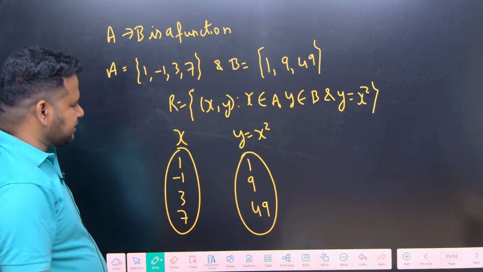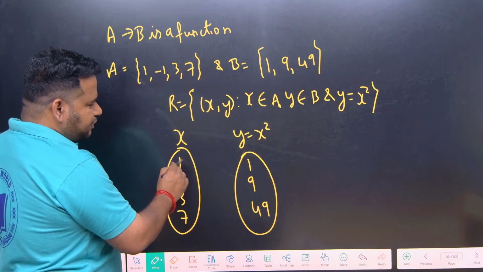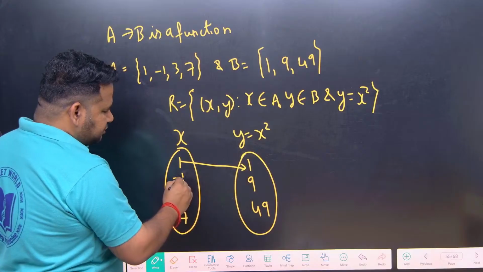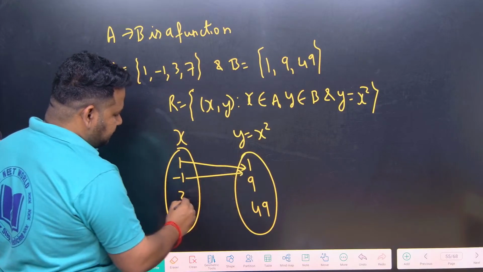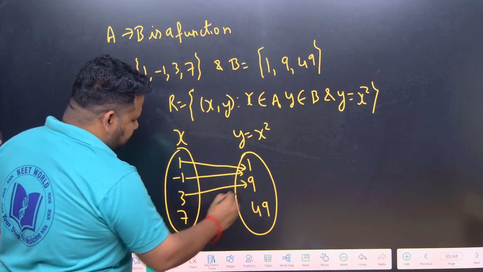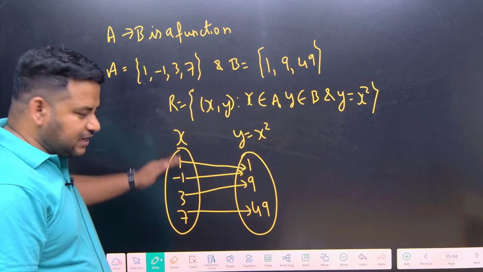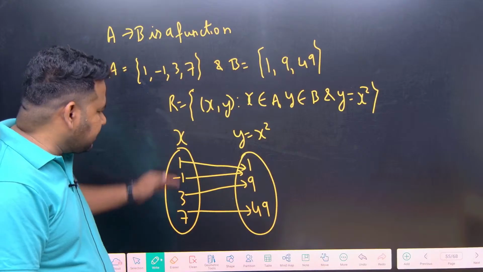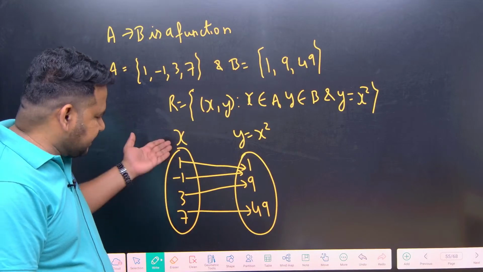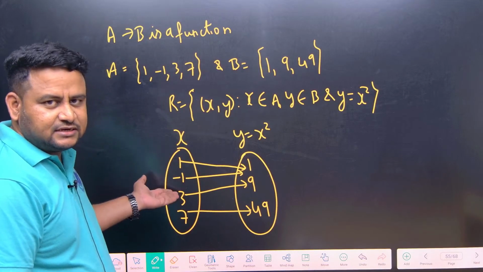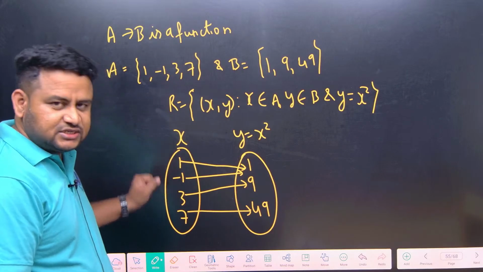So y is equal to x square. That means 1 if you square it, you get 1 only. Minus 1 if you square, you get plus 1. 3 if you square, you get 9. 7 if you square, you get 49. So every element in A, every element in X, is connected. Yes, it is connected, so the first condition is satisfied.